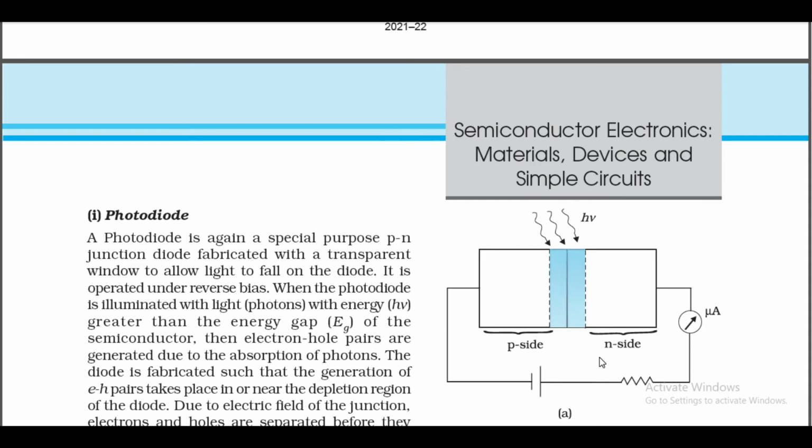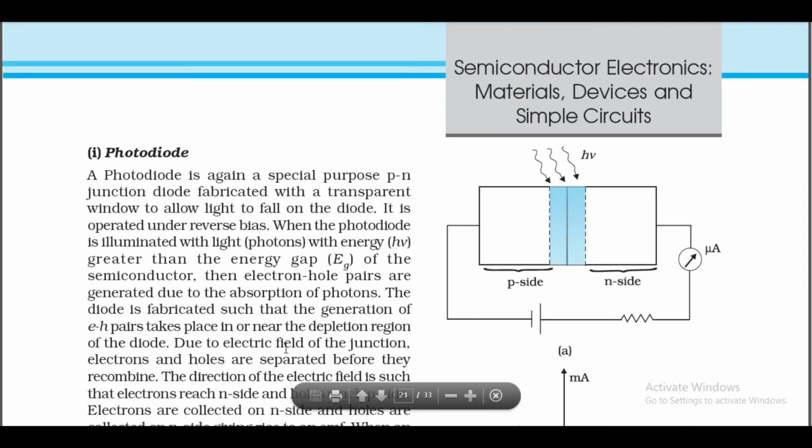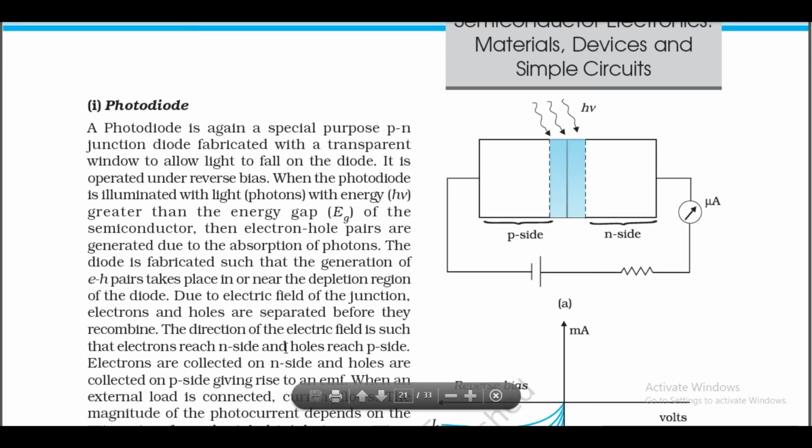It is operated under reverse bias. When the photodiode is illuminated with light, photons with energy hν greater than the energy gap Eg of the semiconductor, then electron hole pairs are generated due to the absorption of photons. The diode is fabricated such that the generation of electron hole pairs takes place in or near the depletion region of the diode. Due to the electric field of the junction, electrons and holes are separated before they recombine.